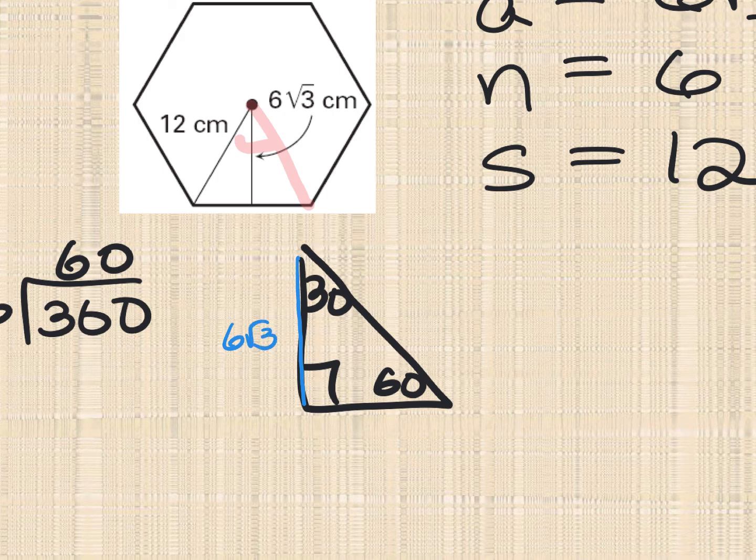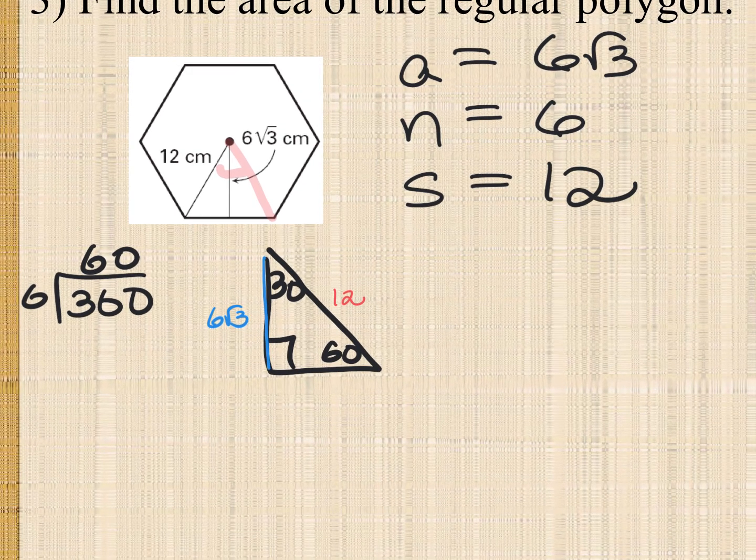And then they also gave me the radius, which was 12. You're going to memorize that in the 30-60-90 triangle, this is x, this is x square root 3, and this is 2 times x. All we needed to find was x. But if you think about it, look what's staring at you right here. This is your x value.